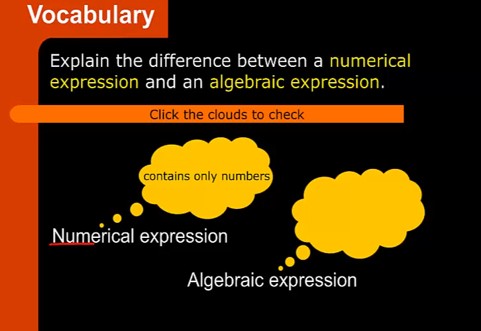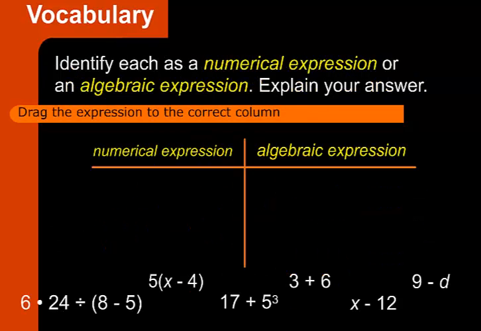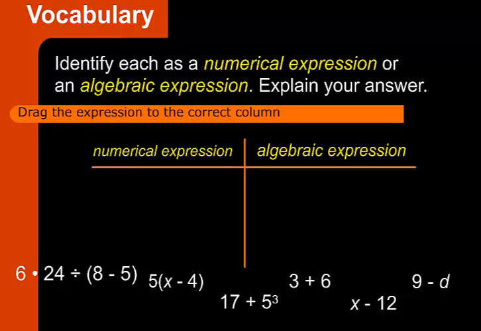A numerical expression contains only numbers. The word numerical means numbers. And an algebraic expression, which has the word algebra in it, contains a variable. That would mean it contains a letter. So let's go ahead and see which one of these are numerical and algebraic. You do not have to write these down into your notes, but if you have a question, make sure you ask later on. This one is a numerical expression because it only has numbers.